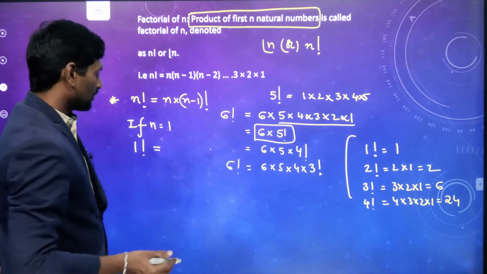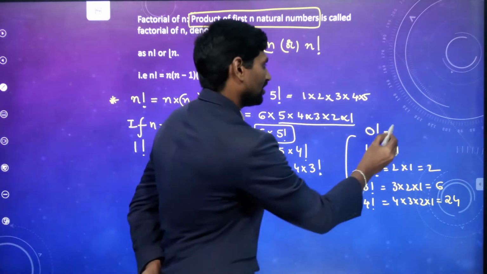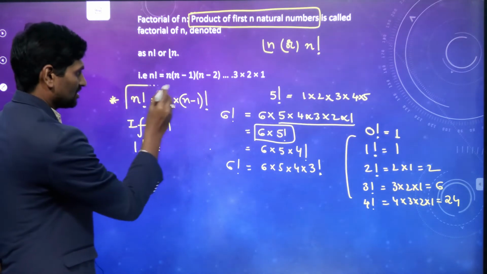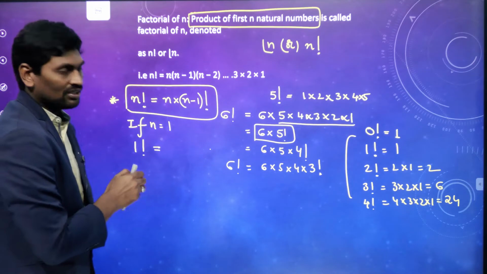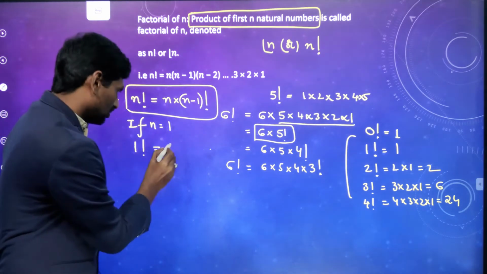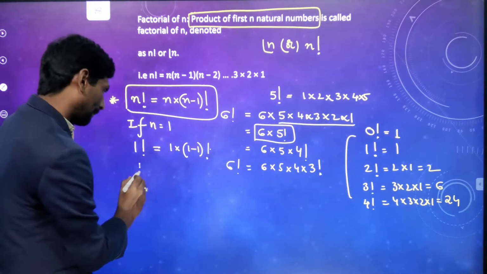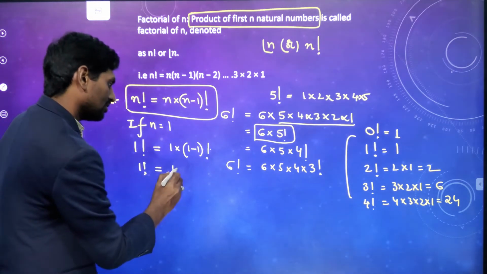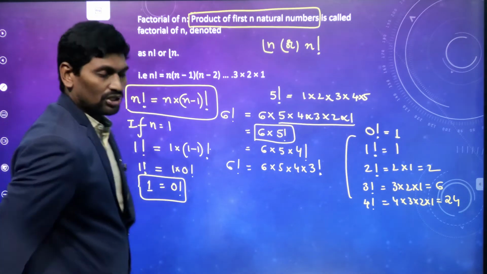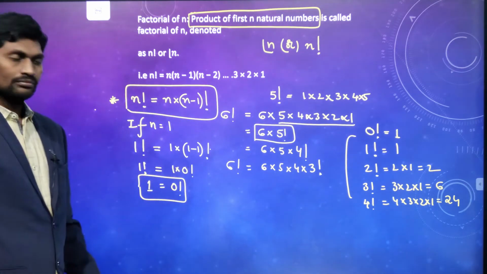So 1 factorial value is 1. What about 0 factorial? 0 factorial value is also 1. How is 0 factorial value 1? See here. From this, I am substituting n value 1. So in the place of n, I can write 1. So 1 factorial equal to 1 into 1 minus 1 factorial. 1 minus 1 means 0. So 1 into 0 factorial, 0 factorial is 1. So 0 factorial value is 1. Same way 1 factorial value is also 1. Okay?